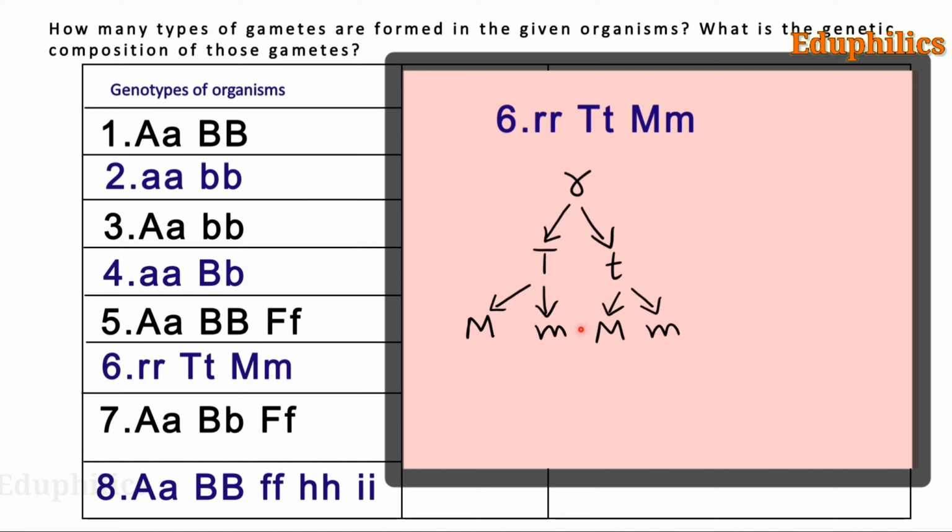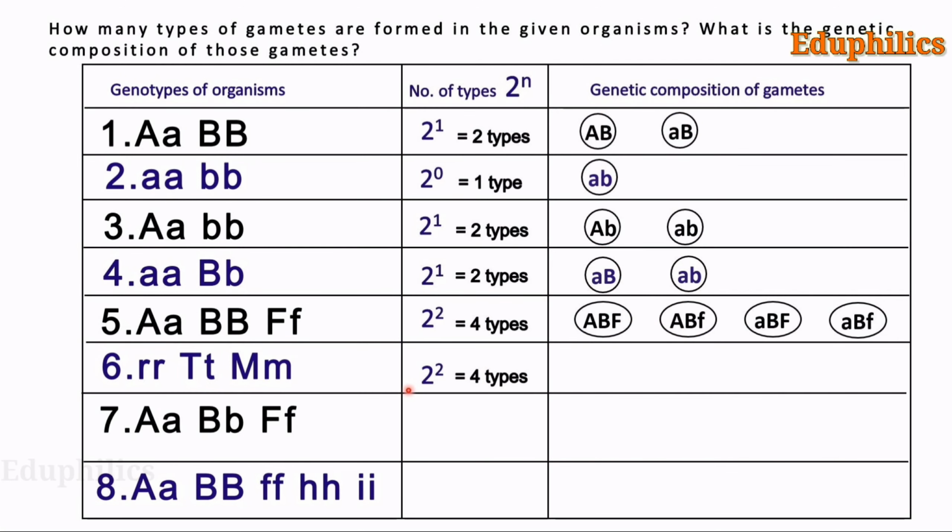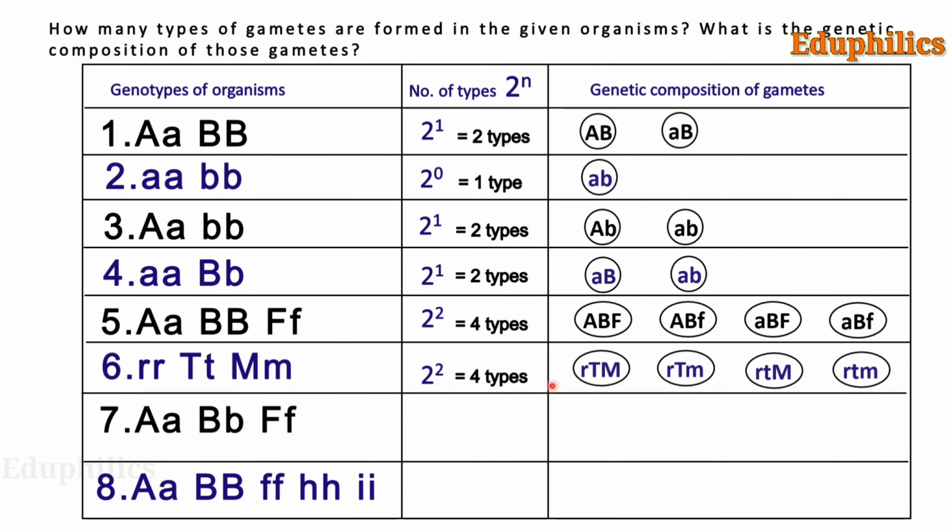Now let's write the genetic composition of the gametes. Small r, capital T and capital M in the first type of gamete. Small r, capital T and small m. Small r, small t and capital M. Small r, small t and small m. So 4 different types of gametes are formed. Let's write these gametes here. So these are the 4 types of gametes.